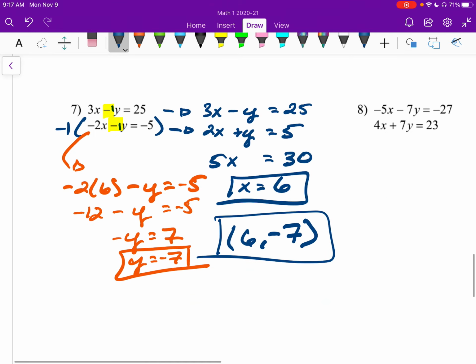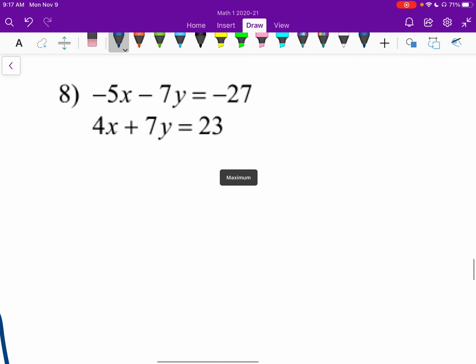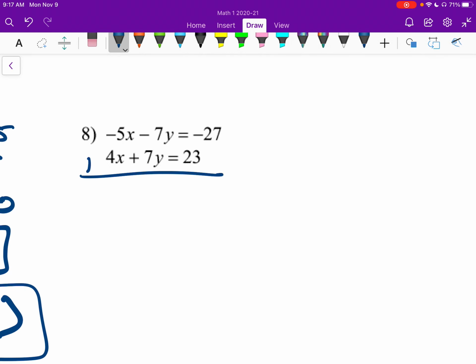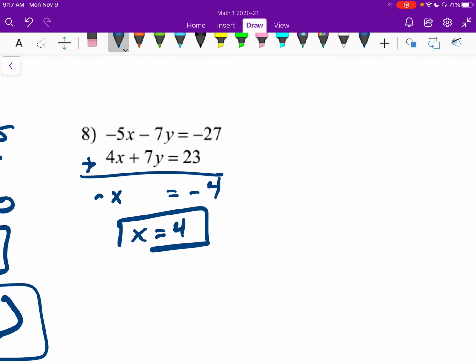All right. And number 8, our last problem. This one's nice. We can just plain old add, right? We look at our negative 7, positive 7y. So we're going to have x and then 0y equals, what is that? Negative 27 plus 23 gives me negative 4. Awesome. We don't even have to do any more work. Oop, nope, I lied to you. This is a negative x, isn't it? So then x is going to be positive 4.